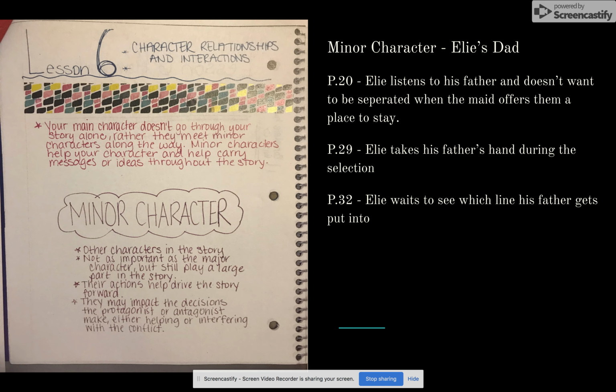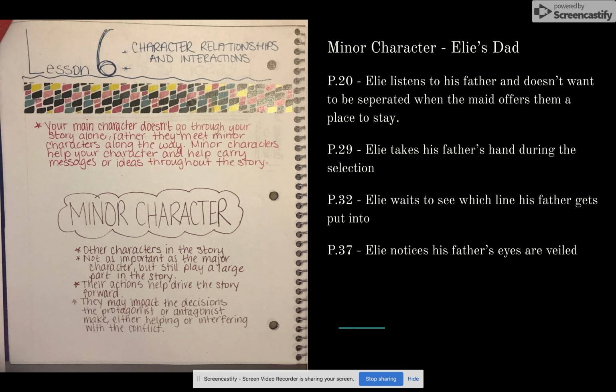So again, his dad, really big role in his life, right? He would have made that really quick instant decision to fight for his father had his father not have been in his line. So Ellie's dad definitely is impacting his decisions within the story.